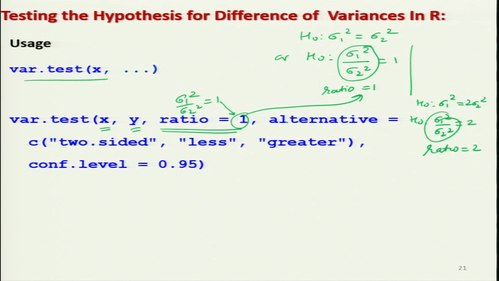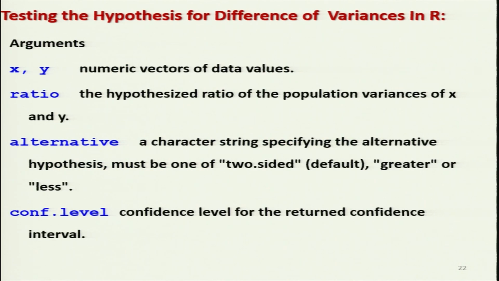And similarly, for the other things, you have to choose the alternative, whatever you want: two-sided, less or greater, and the confidence level here is 0.95, right. So, this is exactly what I have written here. You can see the ratio here is the hypothesized ratio of the population variances of x and y.